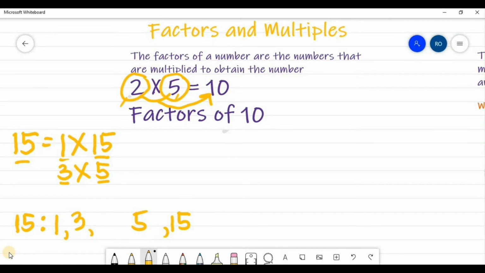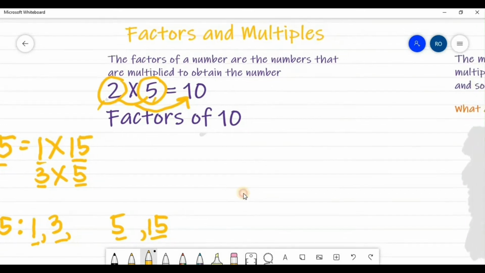Okay, now as you can see, we have 1, 3, 5, and 15. So after 3 we have 4, or before 5 we have 4, and we all know that 4 is not a factor of 15. Since we reached the middle factors or the center factors, meaning to say there are no more factors of 15. So the factors of 15 are 1, 3, 5, and 15. So 15 has only 4 factors.